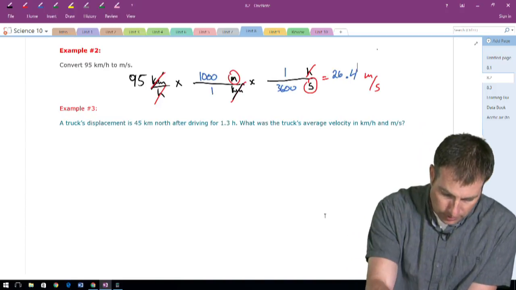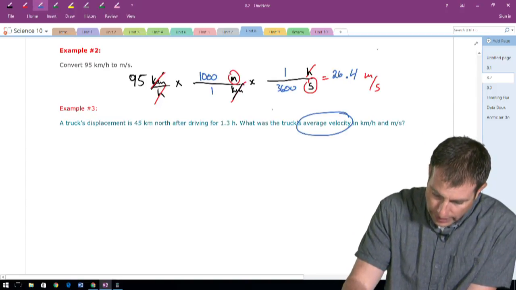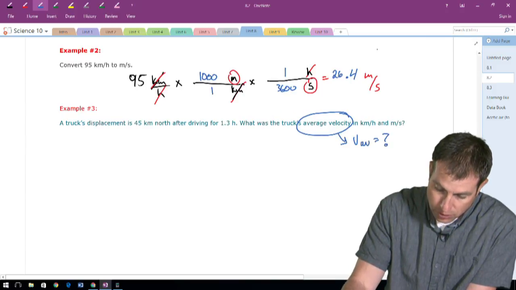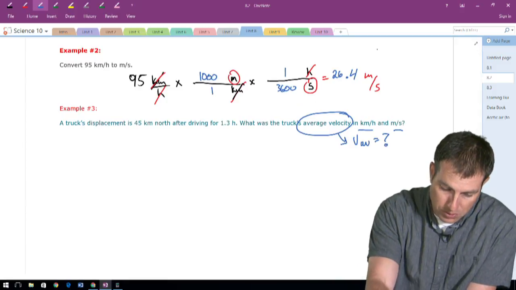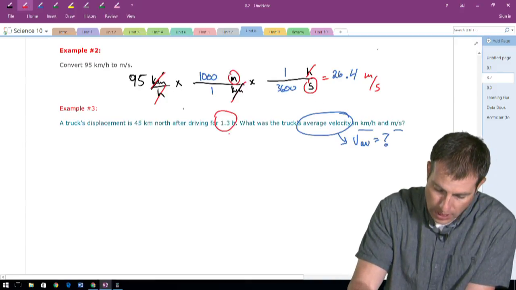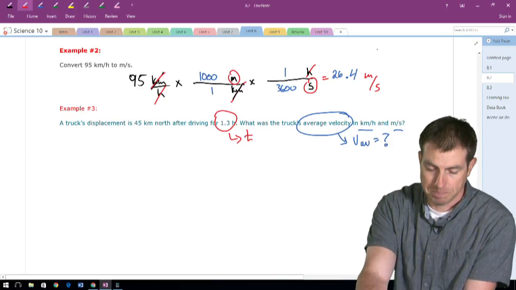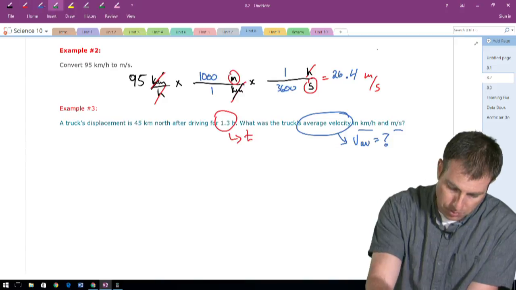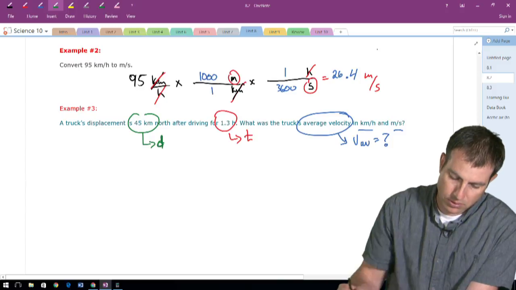So again, getting back to what we were doing before, the question is trying to find the average velocity of the truck. It's asking for kilometers an hour and meters per second. What else do we have in the question? Well, we know it takes 1.3 hours, so that's a time. And it says our displacement is 45 kilometers.